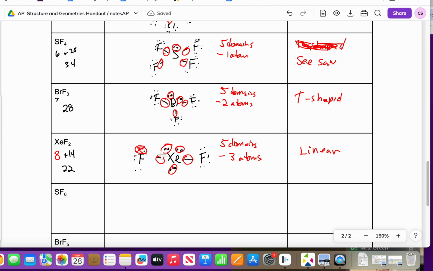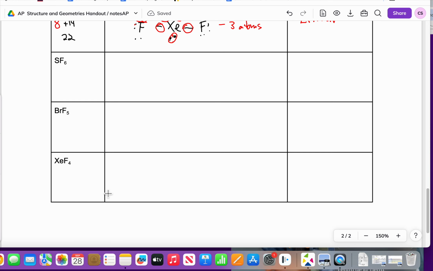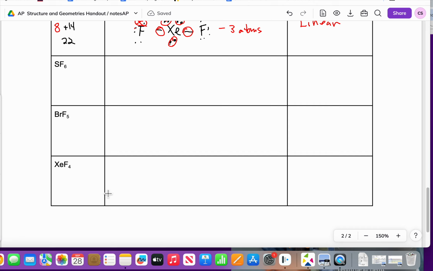Okay, we're going to practice memorizing this in a second. Okay, let's go to the next one here. So the next one is SF6. So you would have to count up the valence. So that has 6, and 6 times 7 is 42, plus 6 is 48 electrons that you would have to show. Anyway, let's count.